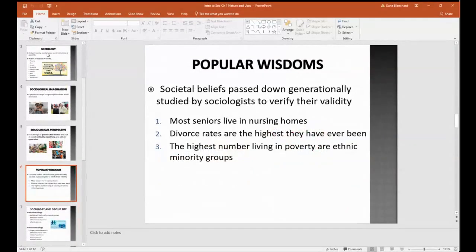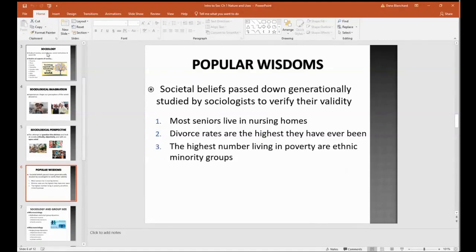Sociology also takes a look at what are known as popular wisdoms. Popular wisdoms are statements that a lot of people believe to be true. They may have read it on the internet. It may be passed down from one generation to the next. It may be something that has been talked about for many, many years. And so it just becomes this popular wisdom that people tend to believe.